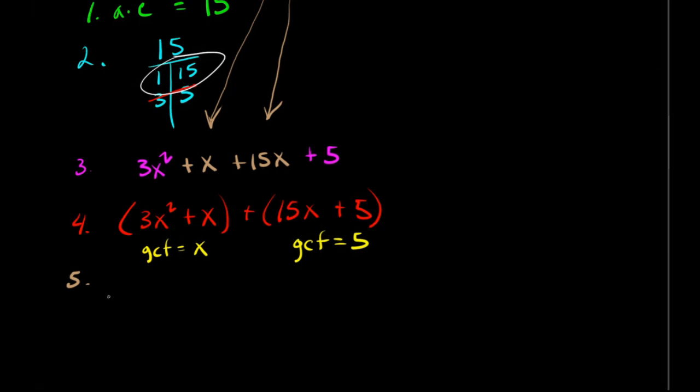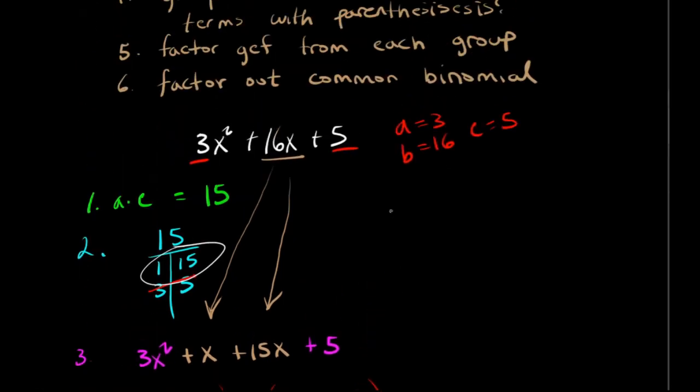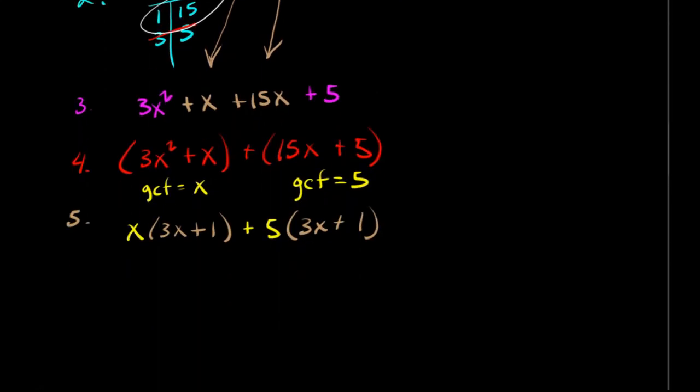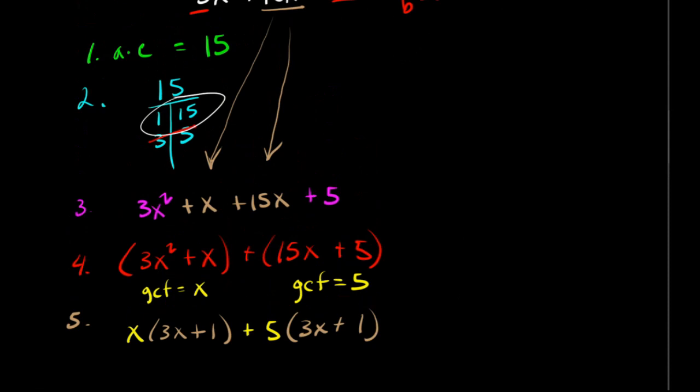And I'll take an x out of the first set. I have 3x plus 1 left over. Taking 5 out of the second set, I have a 3x plus 1 left over. And so if I did it right, at this point, I should always have whatever's left in parentheses be the same in the first term there and the second term there. So I have x times 3x plus 1 plus 5 times 3x plus 1. That 3x plus 1 is repeated. If we get to this step and I don't have something in parentheses that's repeated twice, then I probably did something wrong.